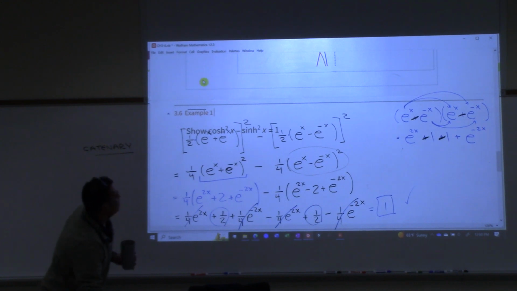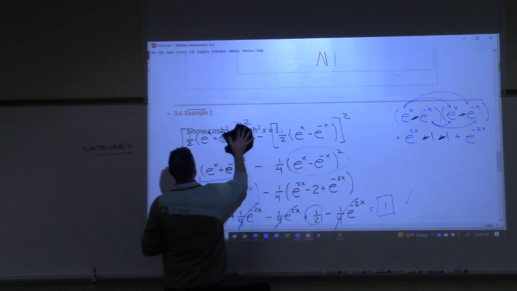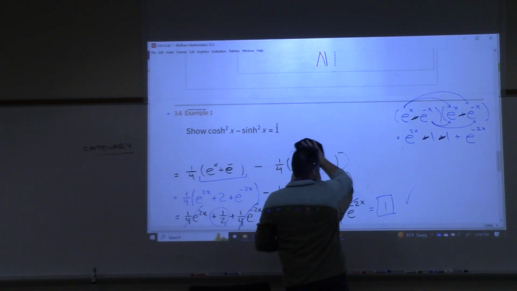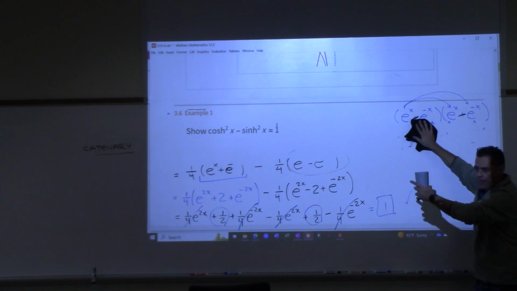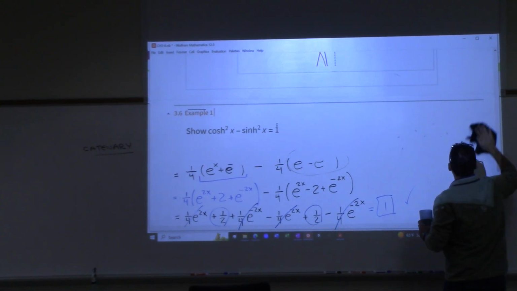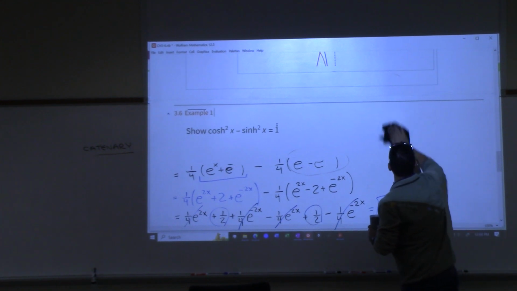Okay. Understand? So that is verification of an identity. That's a really fundamental identity for hyperbolic trig functions, right? Just like the Pythagorean identity is a fundamental idea in pre-cal.